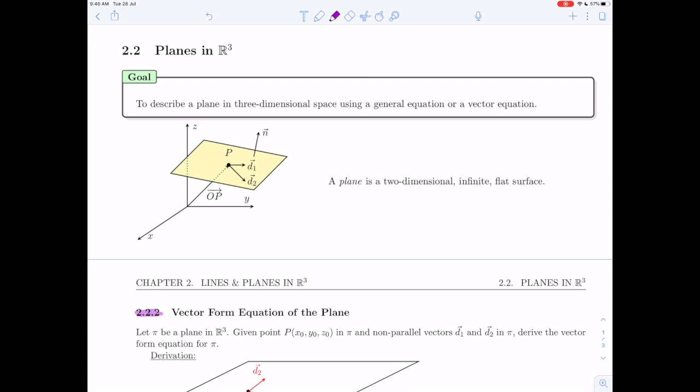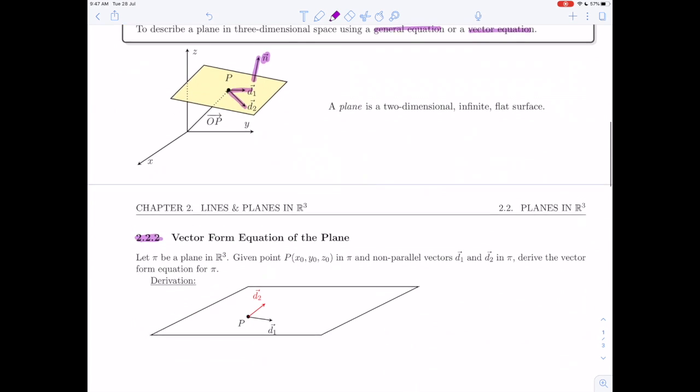Our goal was to describe in 3D space a plane using a general equation and a vector equation. The general equation we saw in previous videos was ax plus by plus cz plus d equals 0, and that relied upon the normal vector of the plane. In this video, we are going to do the vector equation of the plane, and we are going to be using instead these two vectors d1 and d2 within the plane. So let's go ahead and do that.